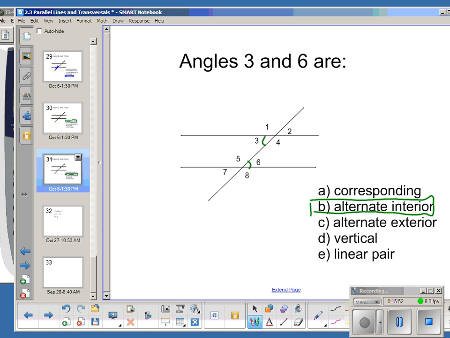All right, so I hope this clears up some angles. Make sure you're always looking. There are multiple ways to find angles. You can use all four. So corresponding, alternate interior, alternate exterior, and vertical are congruent to their pair. And the linear pair, all of those angles will add to 180 degrees.